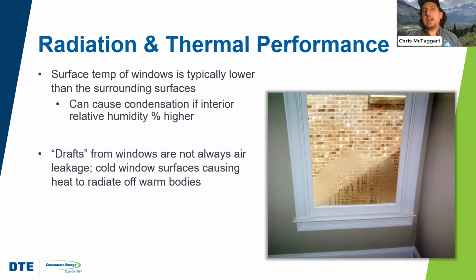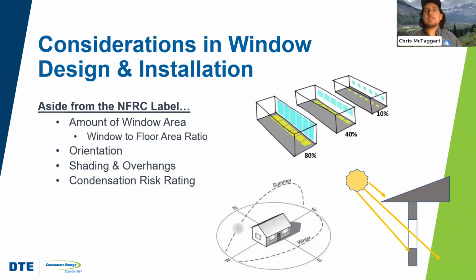But the other issue with having those reduced surface temperatures is it can cause condensation. Basically, if we have higher relative humidity in our homes and we have a cold surface that can hit the dew point value, it can cause moisture to actually bead on them. That's why we tend to see moisture on windows.